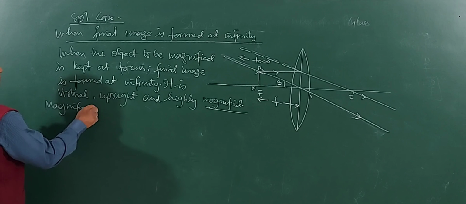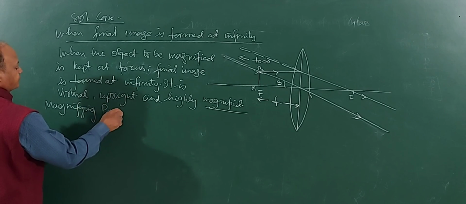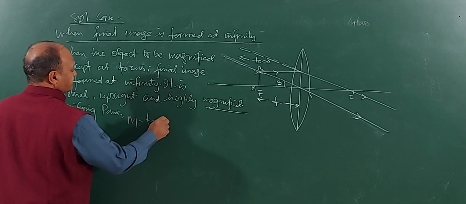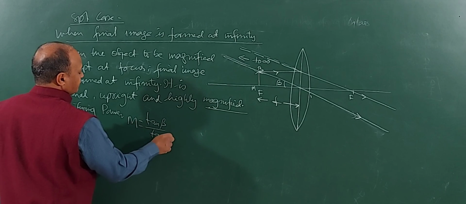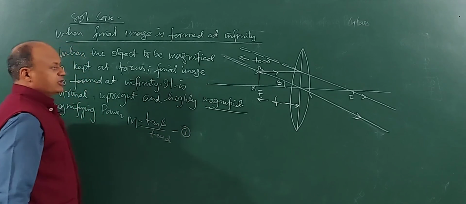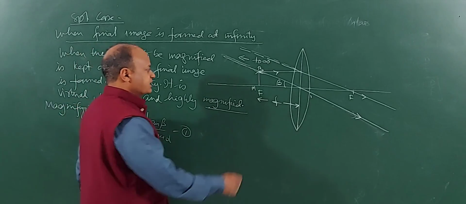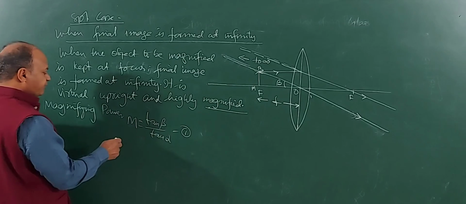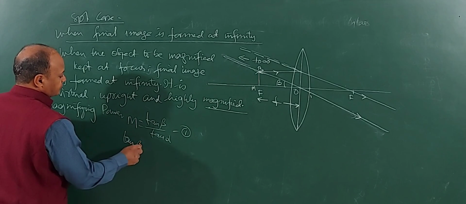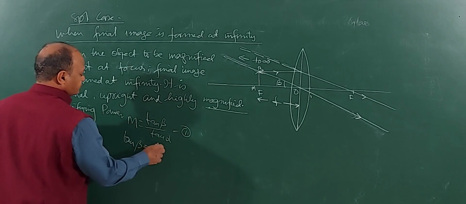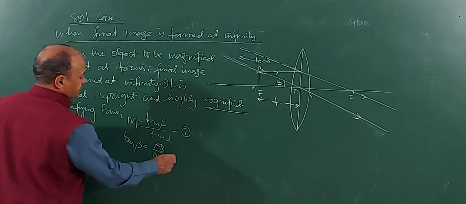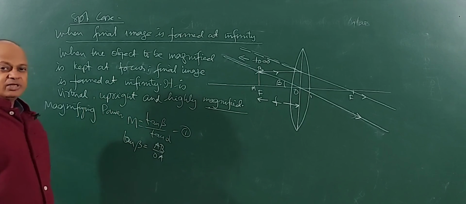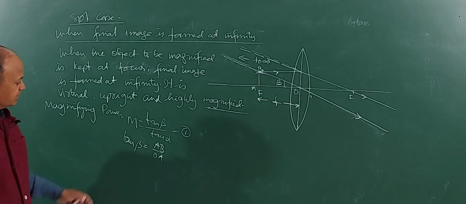Magnifying power m is equal to tan beta by tan alpha. Now when I look at the diagram, suppose the optical center is O, then tan beta we know how much is that? Tan beta will be equal to EB by OA, and we also know that OA is equal to F, and this F we are measuring on the left, so it will be negative, but we will not put the value just now.